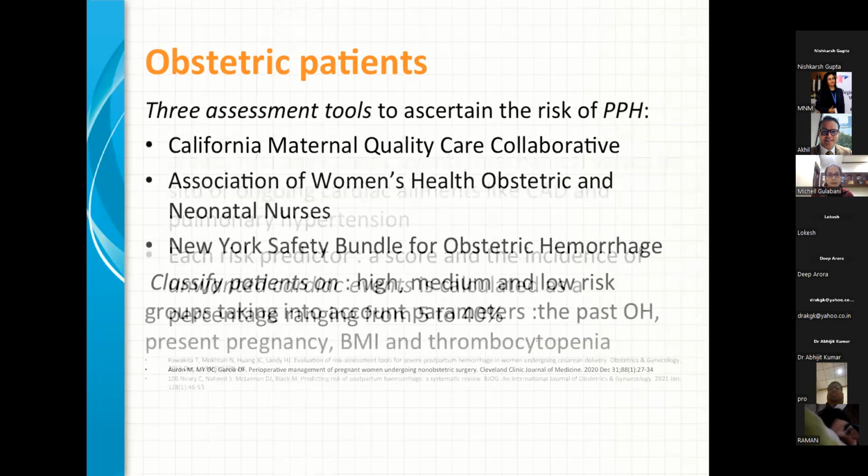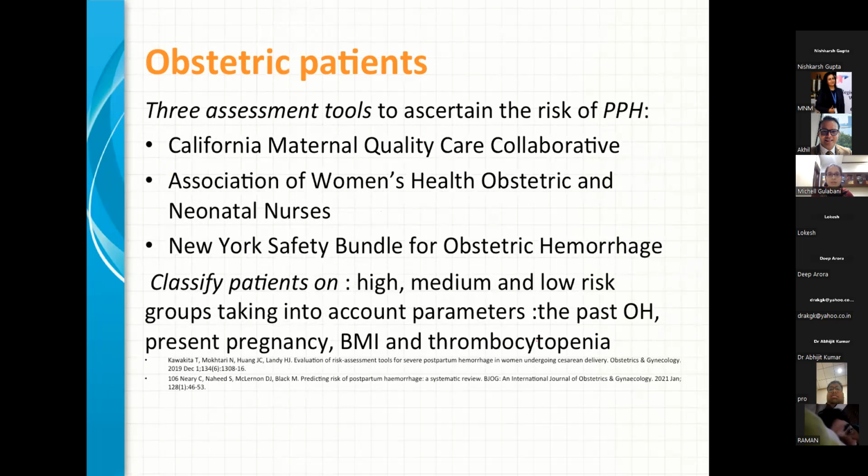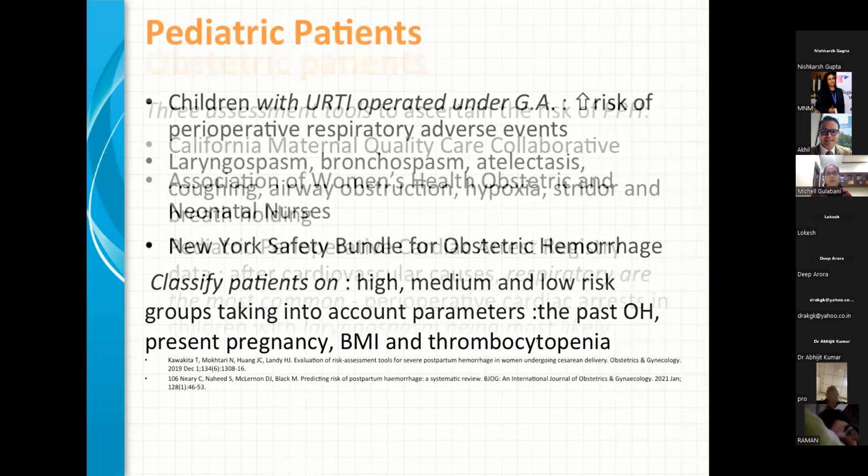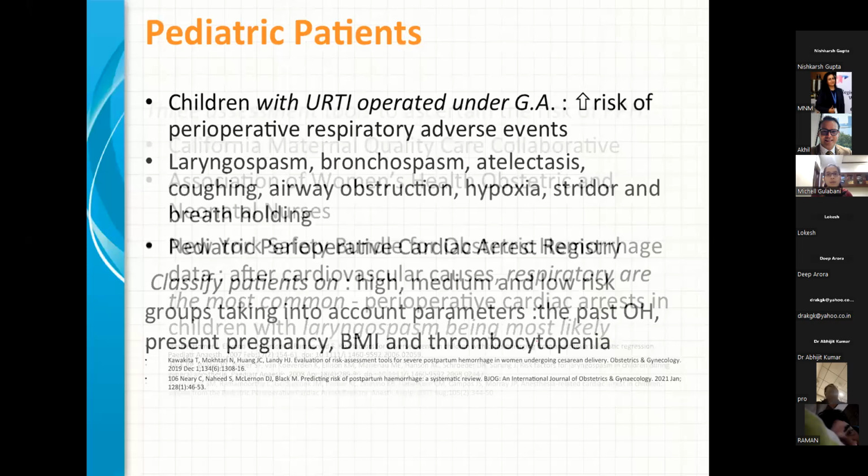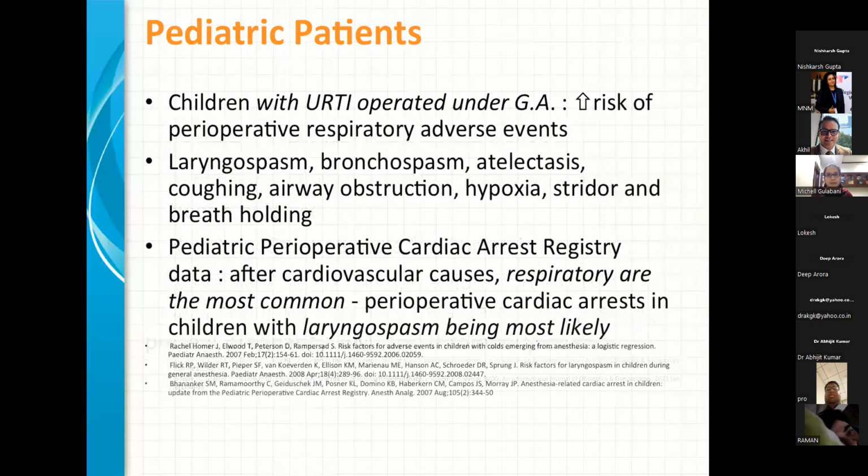For PPH, you have 3 other scores which classify the patients into high, medium, or low risk, taking into account the past and present obstetric history, BMI, and thrombocytopenia. Now, pediatric patients. A child with URTI operated under GA is always a matter of concern for the anesthesiologist, as it increases the risk of perioperative respiratory adverse events, which include laryngospasm, bronchospasm, and so on. The Pediatric Perioperative Cardiac Arrest Registry states that after cardiovascular causes, respiratory causes are the most common for perioperative cardiac arrest, with laryngospasm being the most common.